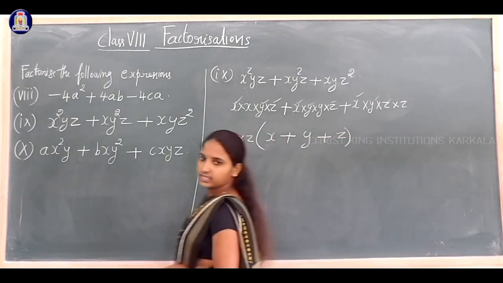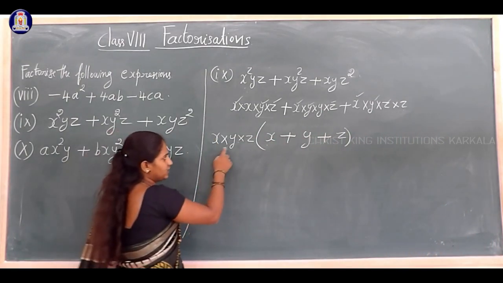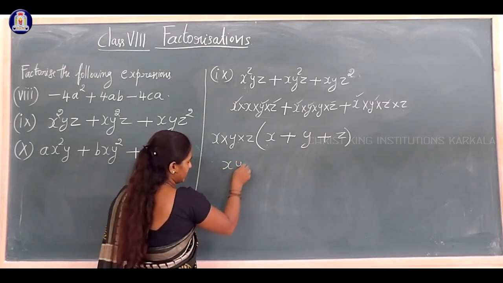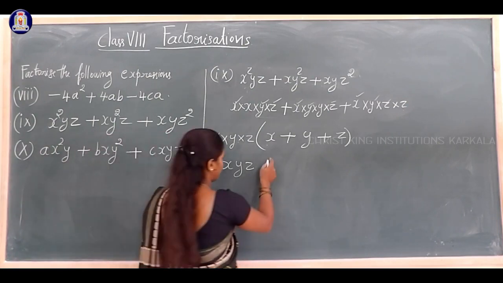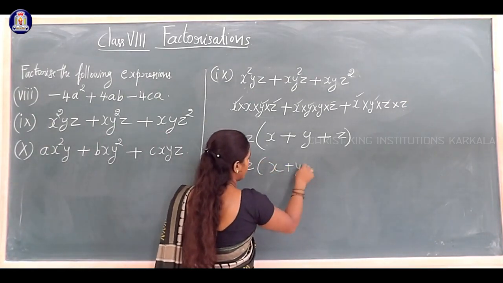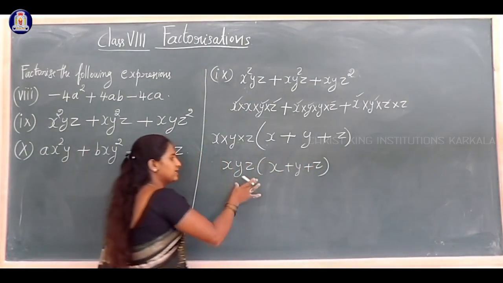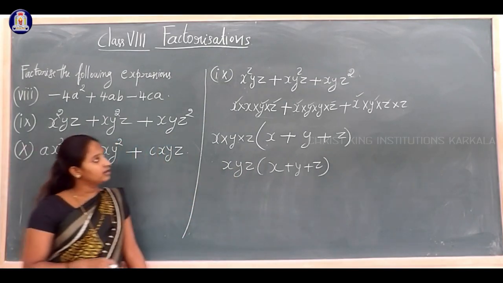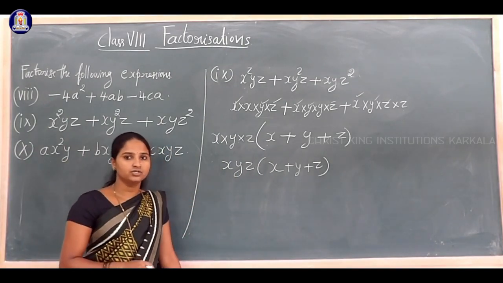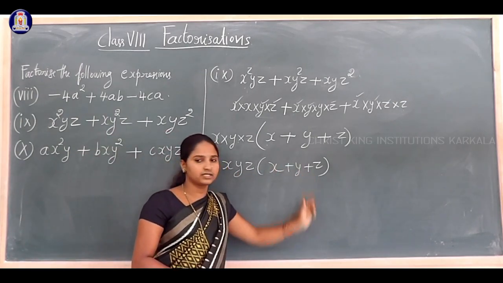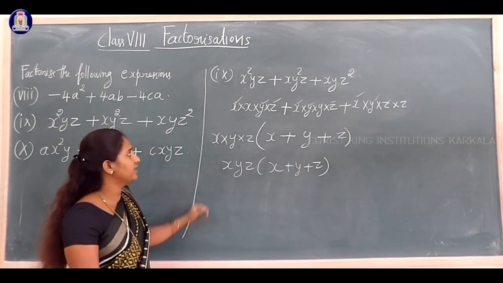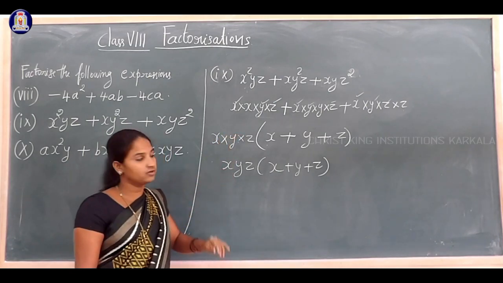Clear? So the answer is xyz. X into y into z can be written as xyz. Now inside the bracket write x plus y plus z. So these are the factors of the given algebraic expression. xyz is one factor and x plus y plus z is another factor. So these are the factors. This is the method of factorizing.